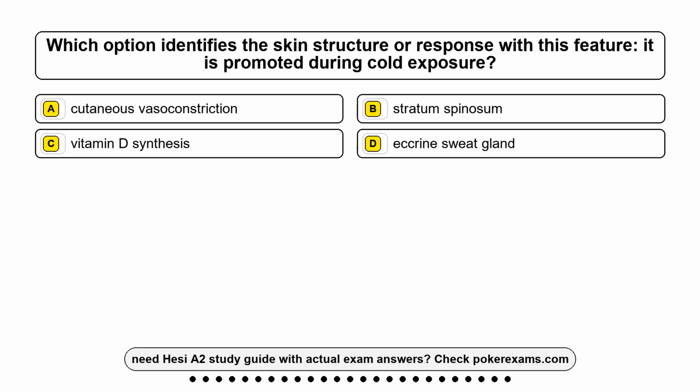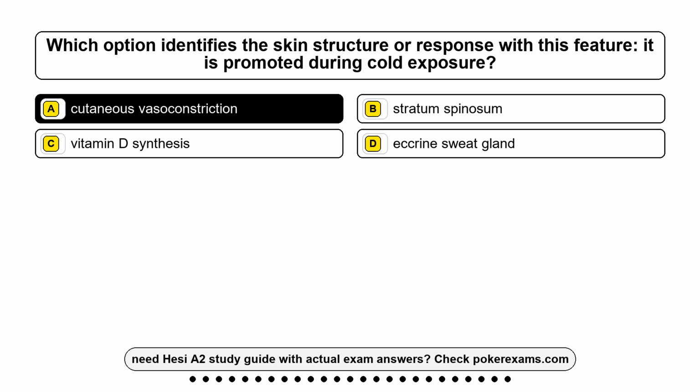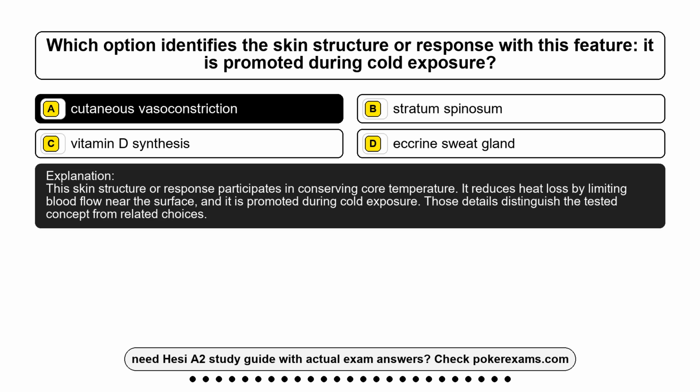Question 19. Which option identifies the skin structure or response with this feature? It is promoted during cold exposure? Option A, cutaneous vasoconstriction. Option B, stratum spinosum. Option C, vitamin D synthesis. Option D, eccrine sweat gland. The correct answer is option A, cutaneous vasoconstriction. This skin structure or response participates in conserving core temperature. It reduces heat loss by limiting blood flow near the surface, and it is promoted during cold exposure. Those details distinguish the tested concept from related choices.